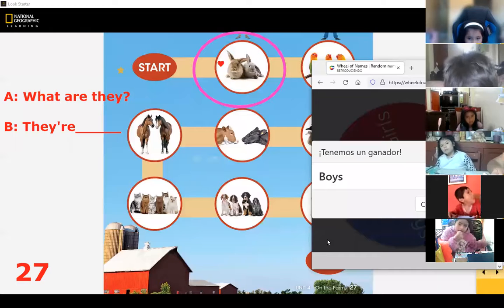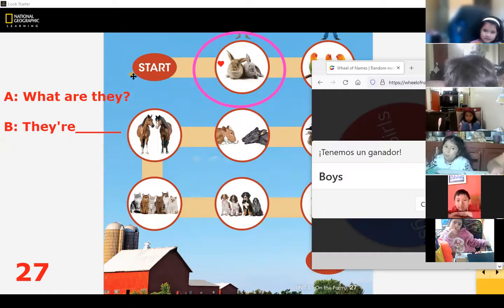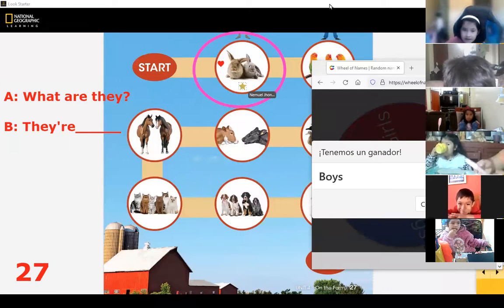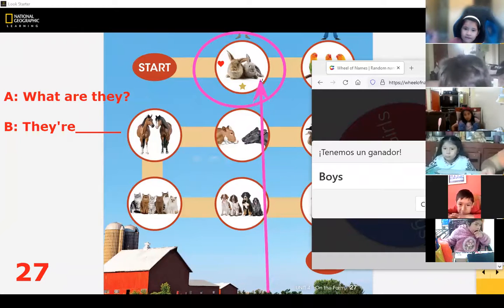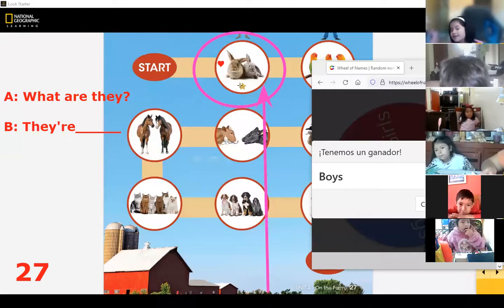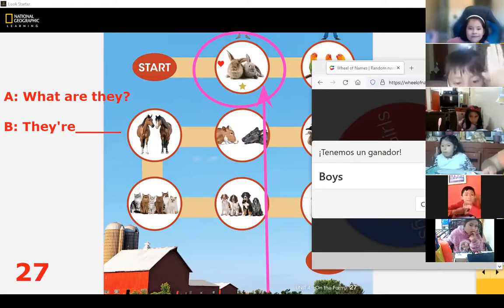Boys. Ahora es el turno de los boys. So let's start, boys. Let's see. These are the boys. Ahí está. Now, boys. Excuse me, boys. What are they? ¿Ya? ¿Quién va a representar a los boys? Tiago. Ok, Tiago.